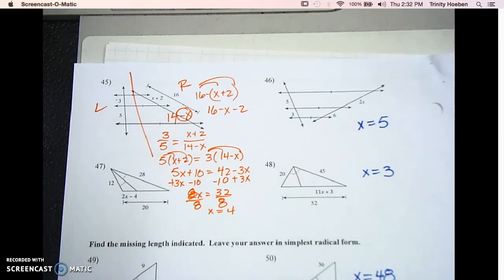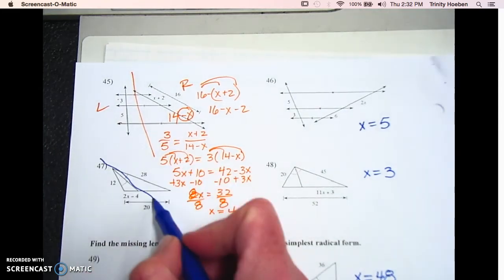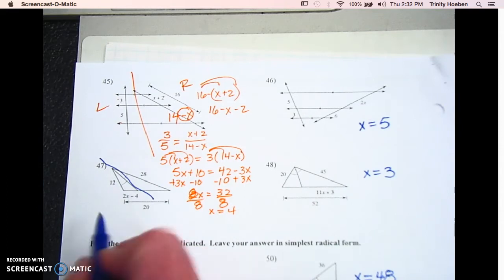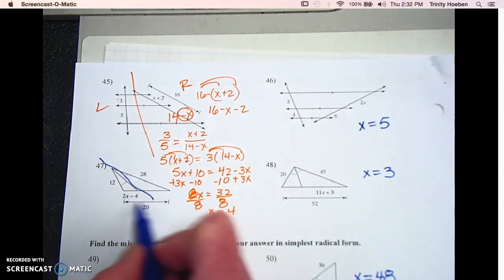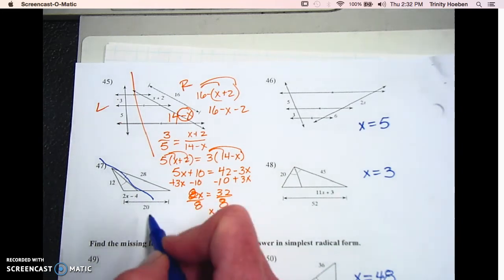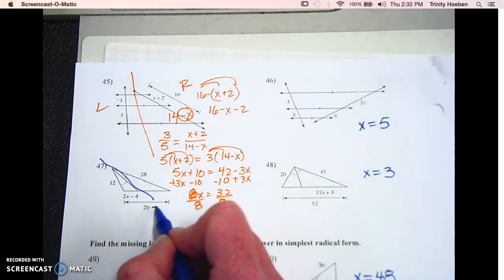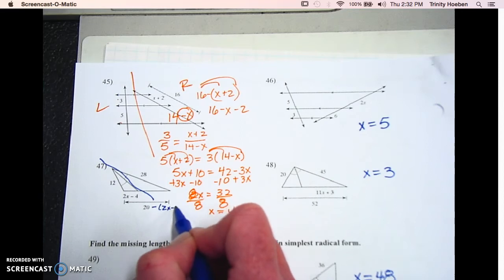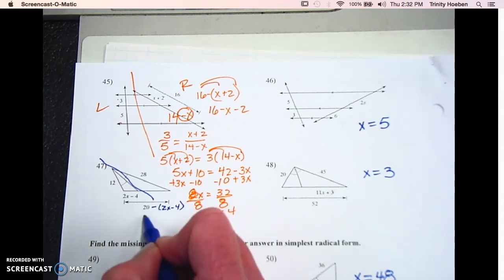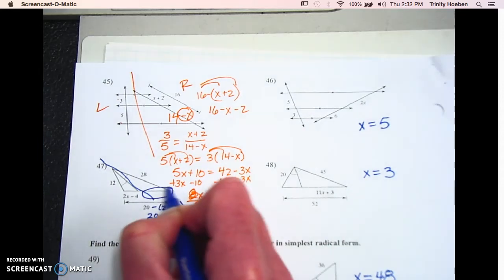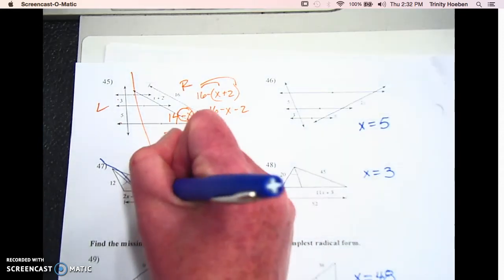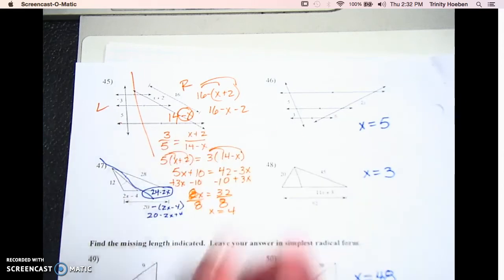Number 47, we're going to split it again to a left side and a right side. And we know the whole thing down here is 20, so we want to subtract the 2x minus 4, which means we have 20 minus 2x plus 4. So this piece right here is 24 minus 2x.